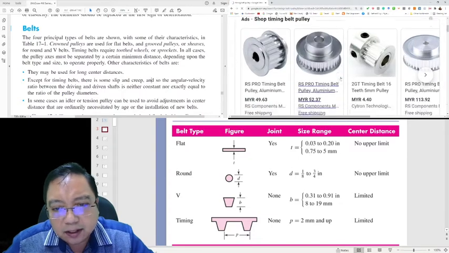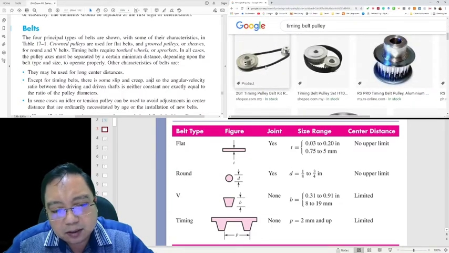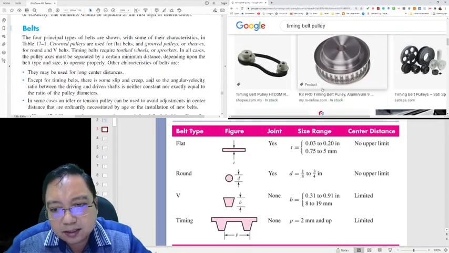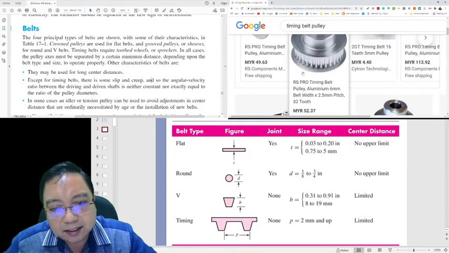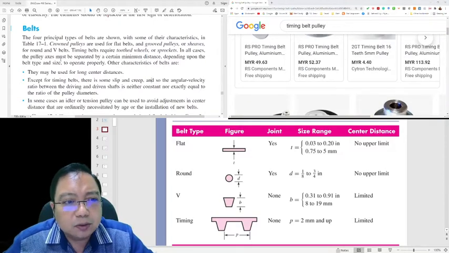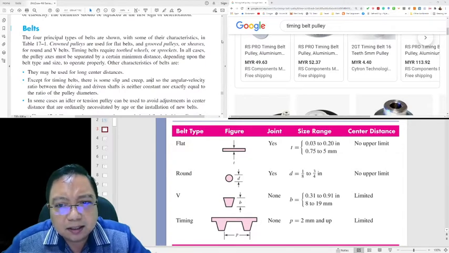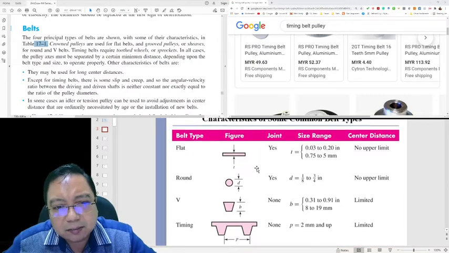And the famous timing belt pulley. If you have a car, you will know what a timing belt is. You have to do maintenance to change it after several thousand kilometers of driving. You have to change the timing belt. This is all the basic types of belts. The four principal belts are shown in table 17.1, which is this table.